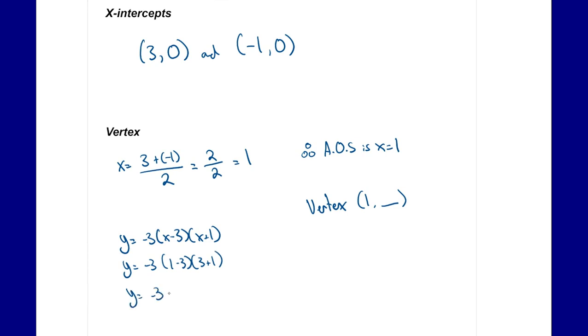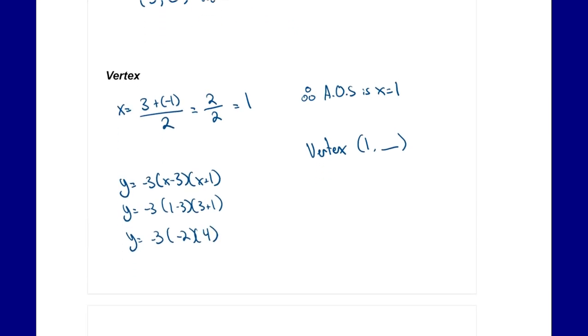y is equal to -3 times -2 times +4. Oh wait, no, not +4. I wrote the wrong thing. +2. Now we're going to go through and multiply. -3 times -2 is 6, times 2 is 12. Kind of jumping ahead of myself there. So now I know that the vertex is going to be (1, 12).